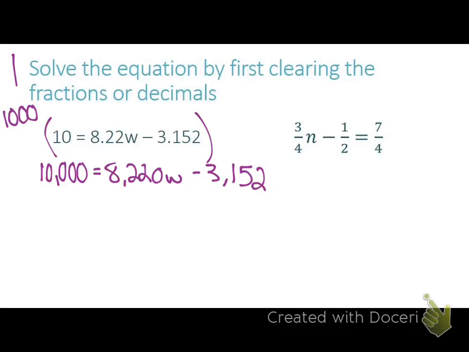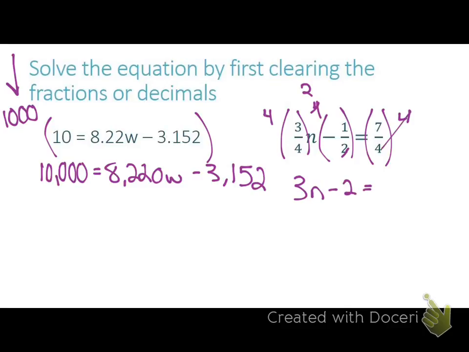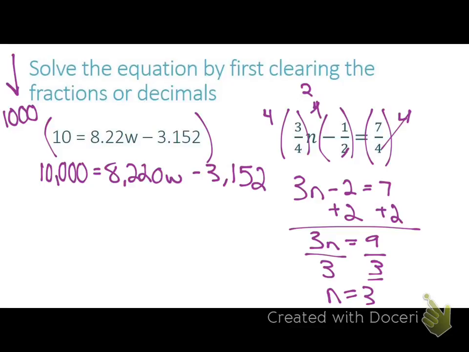The most important thing here, guys, is that you know how to clear. How do you clear the fractions? Multiply everything by 4, or the LCD. So it becomes 3n minus 2 equals 7. Add 2 to both sides. 3n equals 9. Divide both sides by 3. n equals 3. All right, if you understand that, that's everything you need to know for your test tomorrow. Pretty much everything.